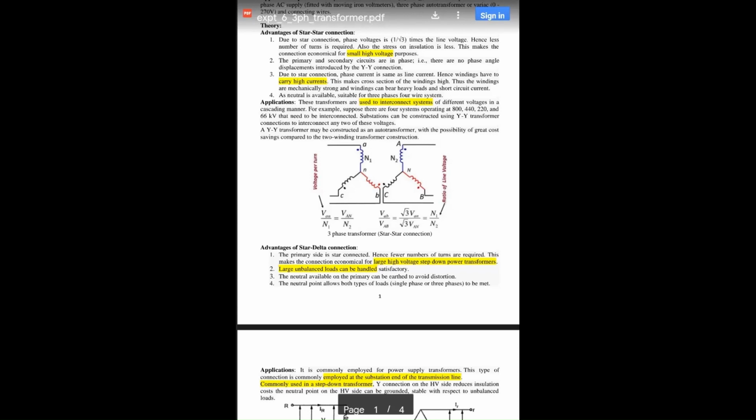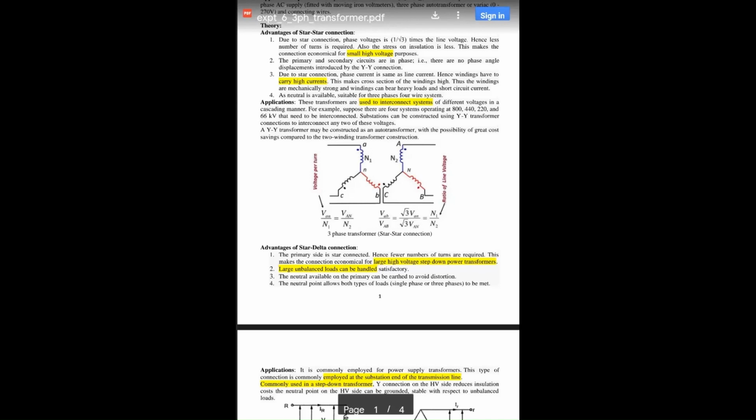In the star connection the phase voltage is reduced by root 3, but the current is the same. Line current is equal to phase current, so it will carry the high current. Whenever there is high current, the windings will be of higher thickness. The neutral is also there, so it is suitable for a three phase four wire system. Three phase four wire systems exist in our distribution level as well as transmission.